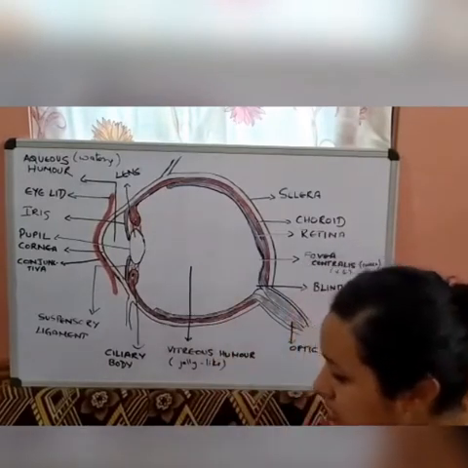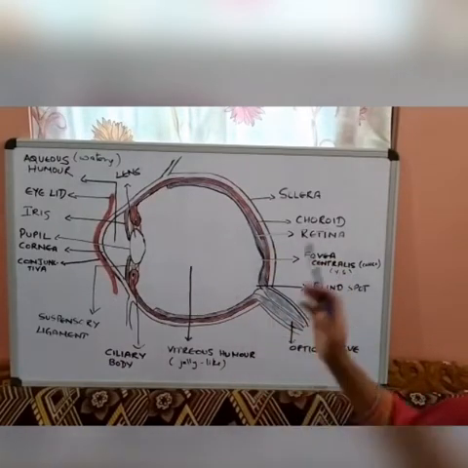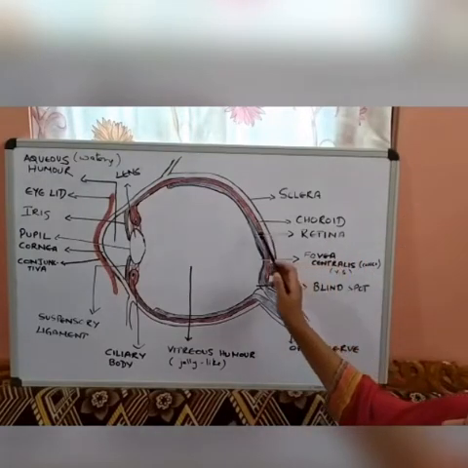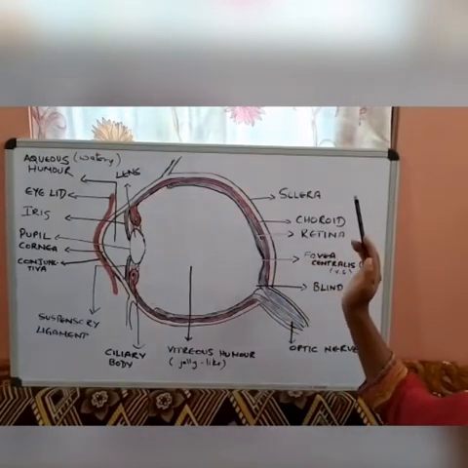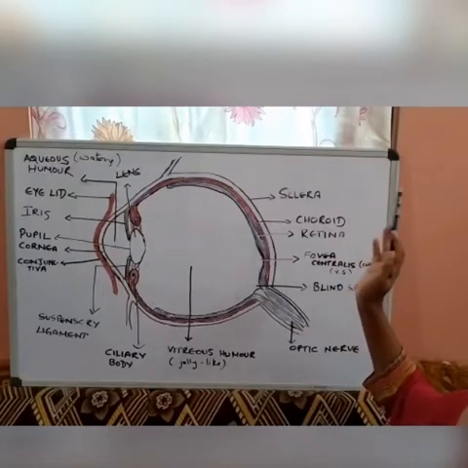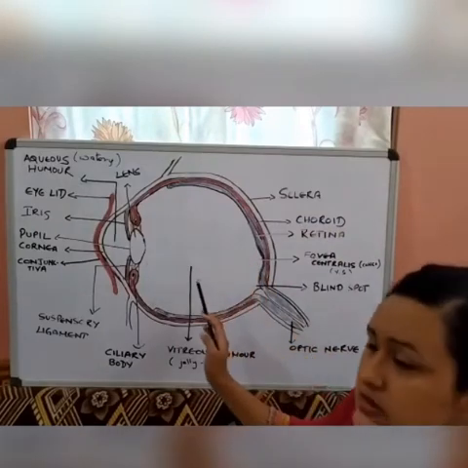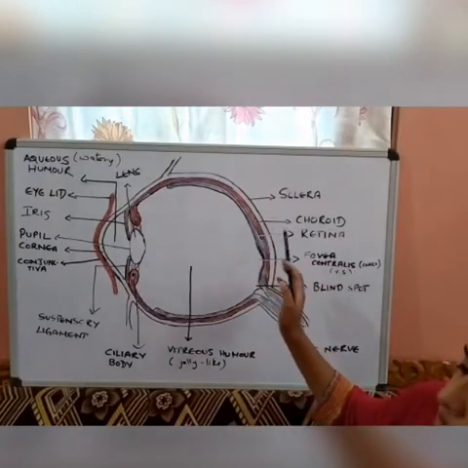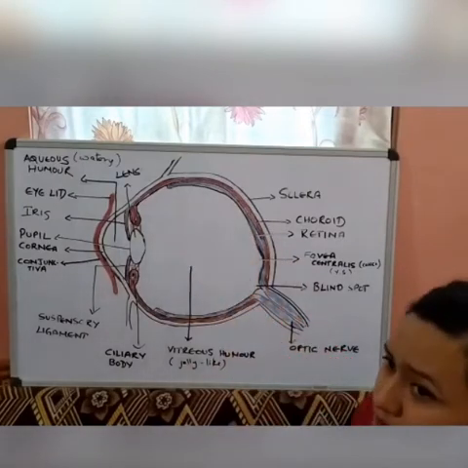Then after that comes the second layer, or the middle layer, which is known as the choroid. This choroid is the middle layer of the eye. It is a thin layer made up of blood vessels. Along with that, it contains a black colored pigment. You can see this middle layer contains a black pigment.